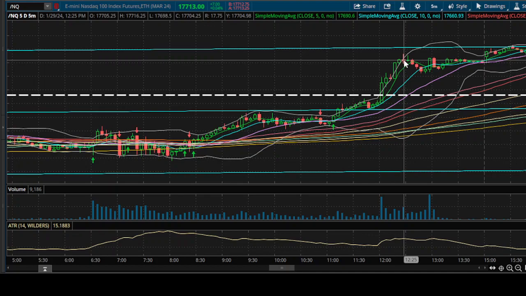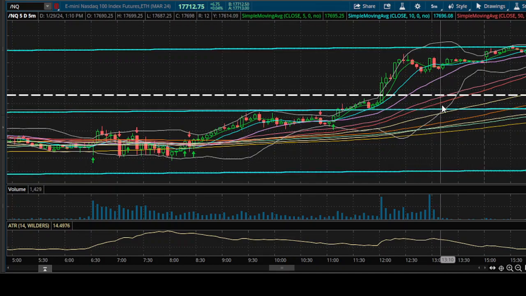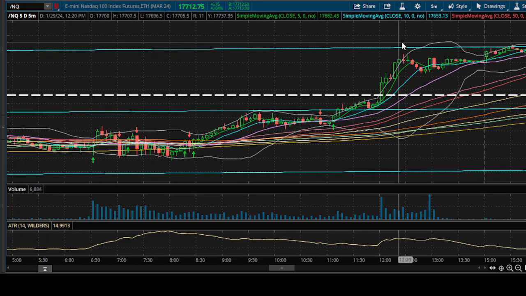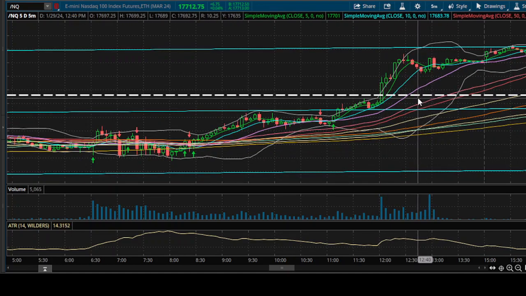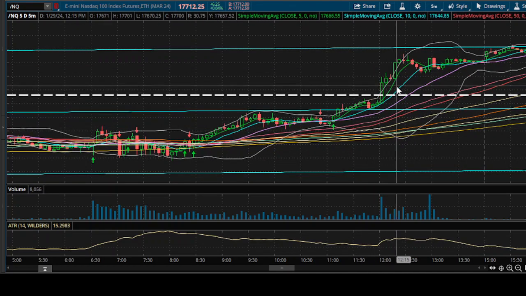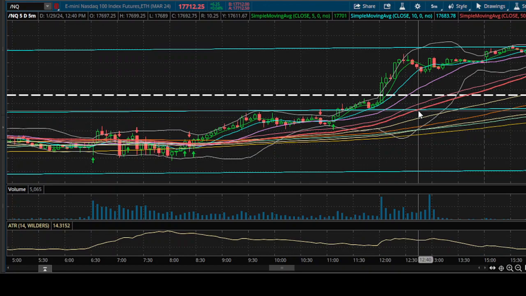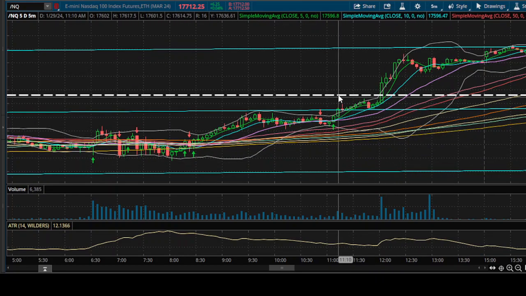So tomorrow, mark out today's highs and today's lows and see how price action reacts at the highs. How does it react at the lows? And what are we doing in between? If we're simply trading in between the range, maybe you can sit on your hands and wait for one of those levels to get broken.